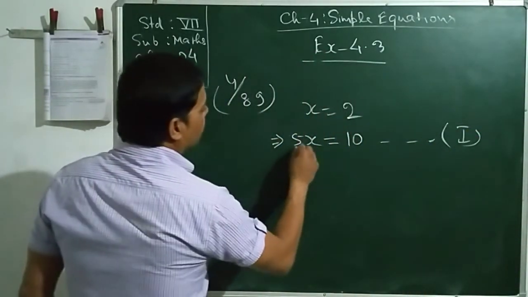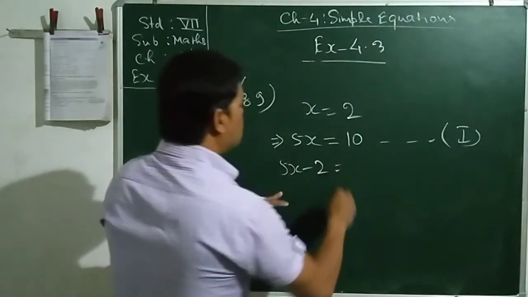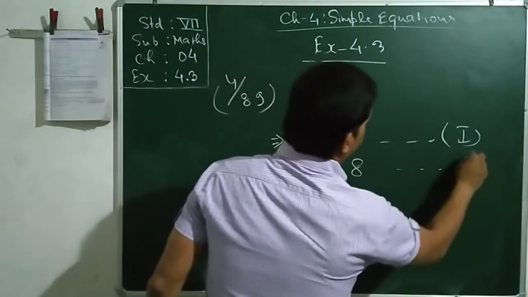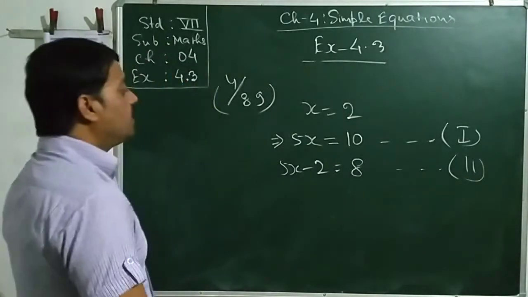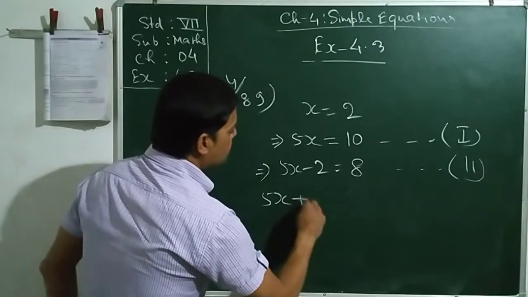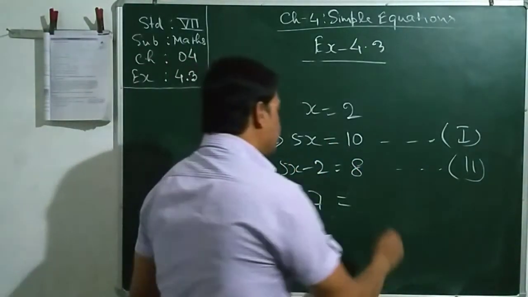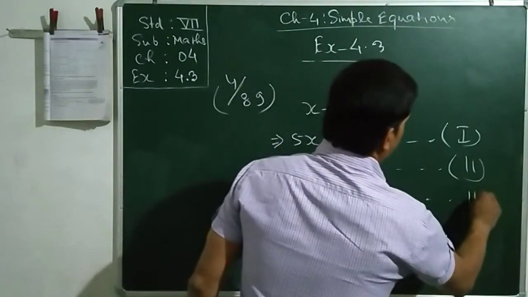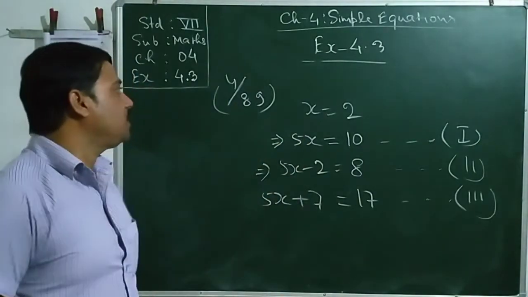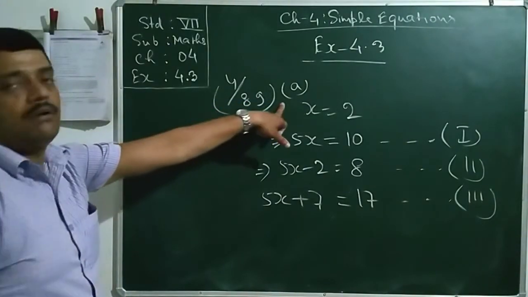Go for another. 5x, I have subtracted 2 from 5x. 5x minus 2. So the value of 10 will also reduce by 2. It will be 8. This we got as the second equation. Now if we take 5x plus 7. So 5x was 10, plus 7 will be 10 plus 7, that is 17. We got the third equation. Similarly, you can make a number of equations. I have made these equations for the A number of 4.